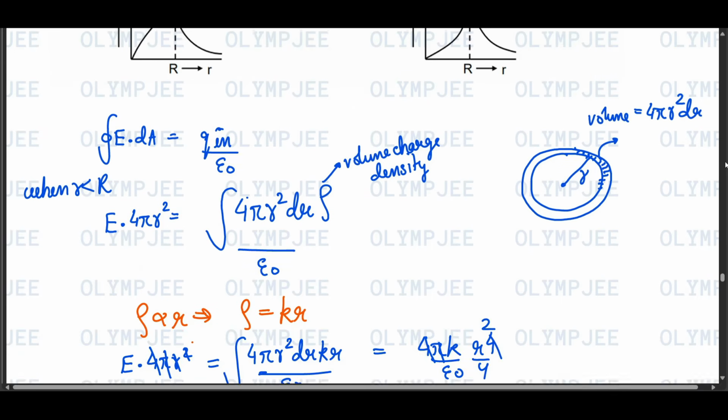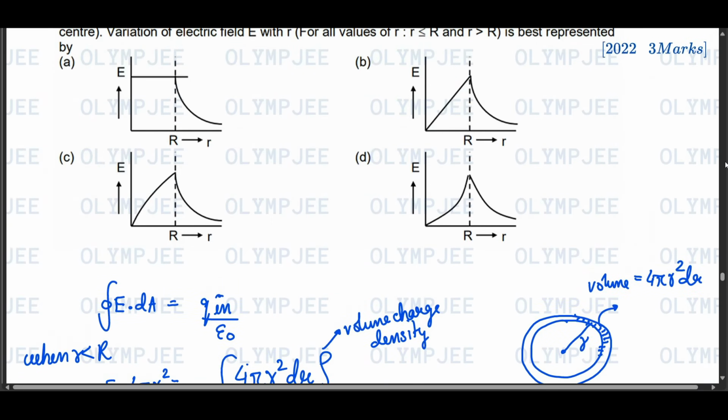So first till r it is proportional to r square, so option A is wrong. Option E is also wrong because this is proportional to r, it is a straight line. Option C is also wrong because r square will have an upward concave type of graph like this, so this is wrong. D is correct because this is proportional to r square and this is proportional to 1 by r square, so D is correct.